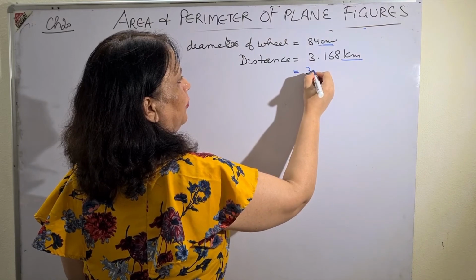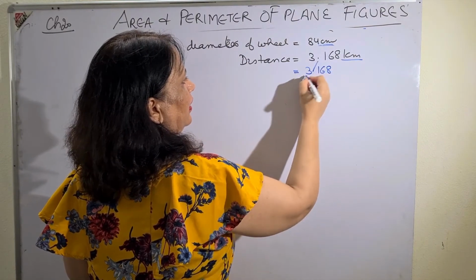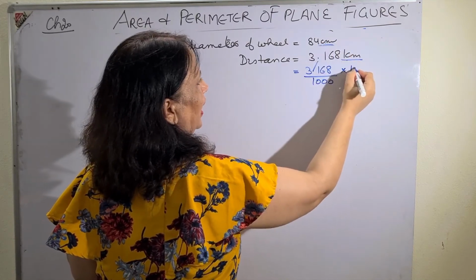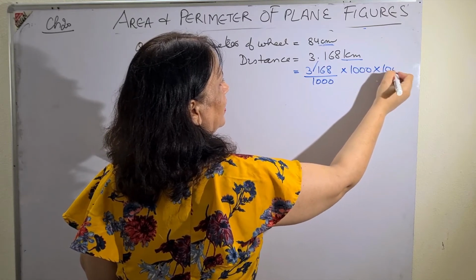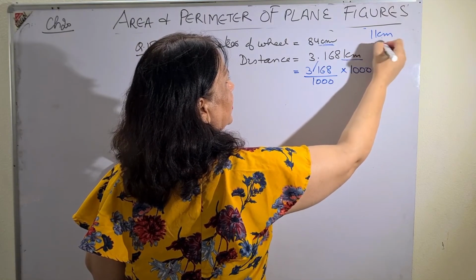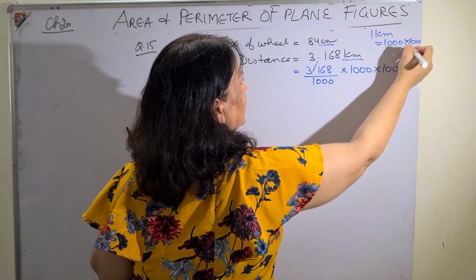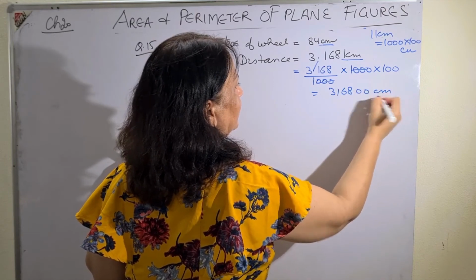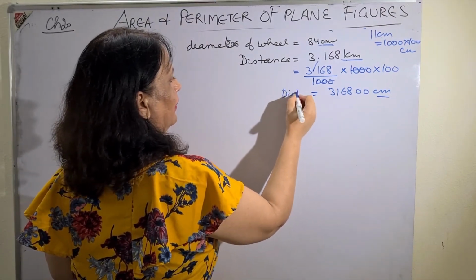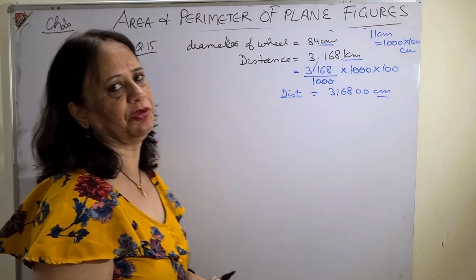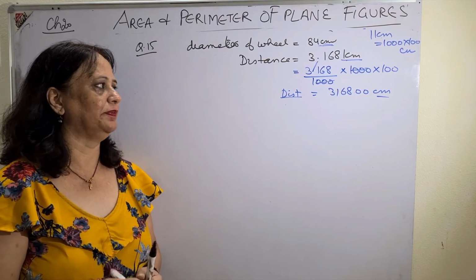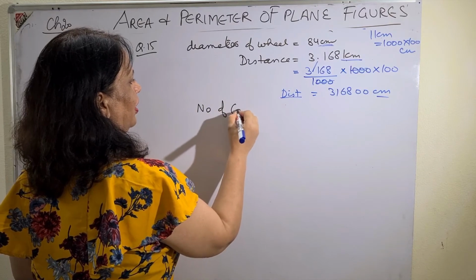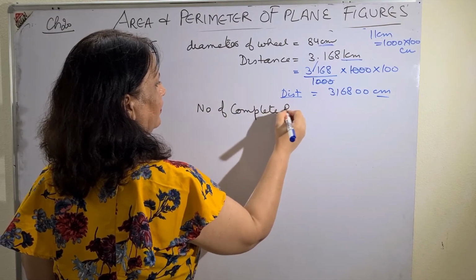So see, 3.168, I'll remove the decimal. To convert kilometer into centimeter, I have to multiply by 1000, then by 100, because 1 kilometer is equal to 1000 into 100 centimeters. So this is your 3,16,800 centimeter distance. Remember children, the units have to be the same in one question. You cannot use two units together. Now the question is number of complete revolutions. Very simple.